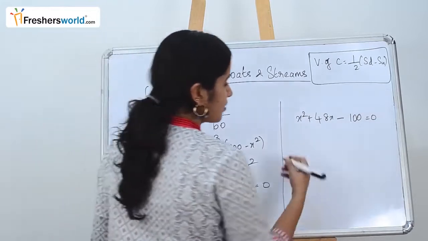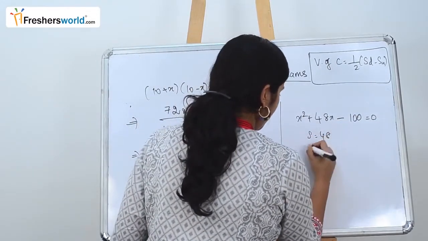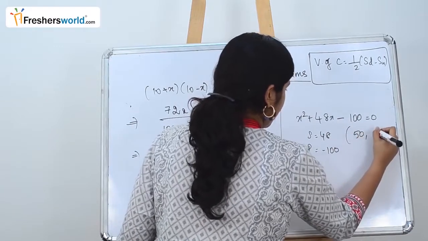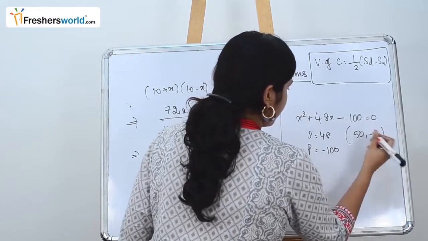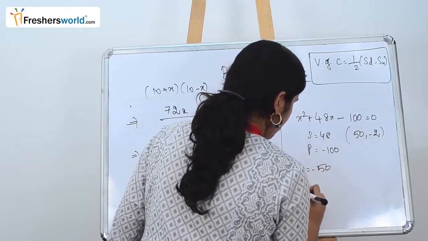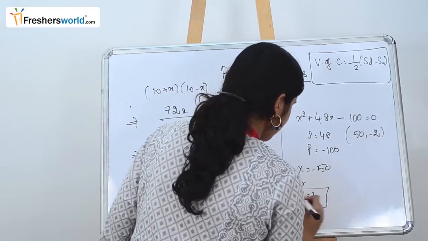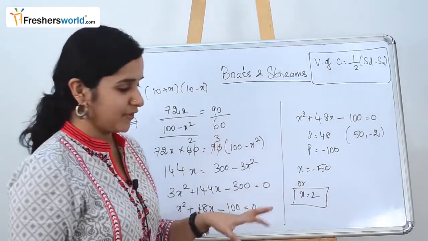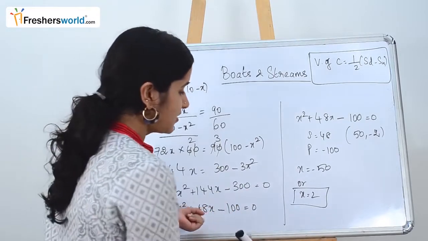So we know that we can solve it like sum is equal to 48 and product is equal to minus 100, which is nothing but 50 into minus 2, which gives x is equal to minus 50 or x is equal to 2. So the value of x is nothing but 2 here. We got two values here: x is equal to minus 50 and x is equal to 2. So we take the positive value.